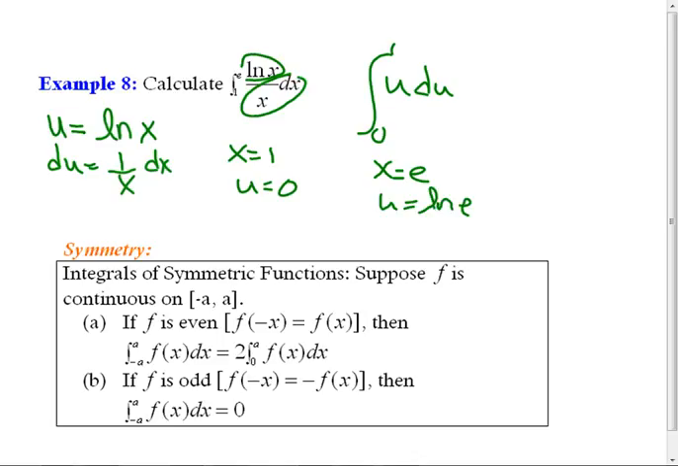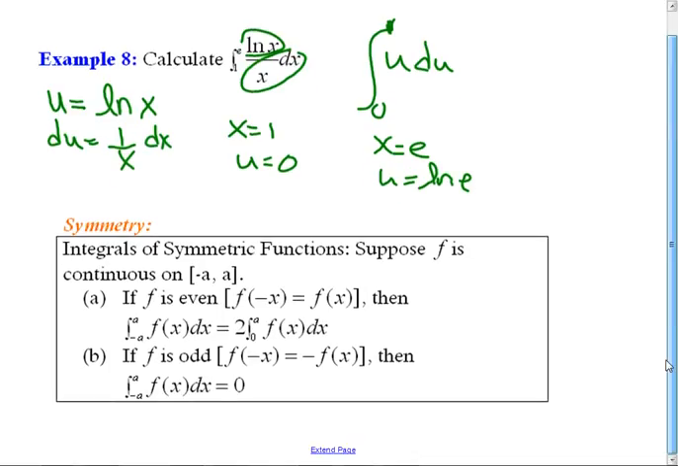I think it's easier to do these and change the limits of integration right away and just be done. It's more work to have to go back to x's, but you can if you prefer. Do I need to finish it? Well, you would normally. Now, all that's left are the properties of the symmetry one.